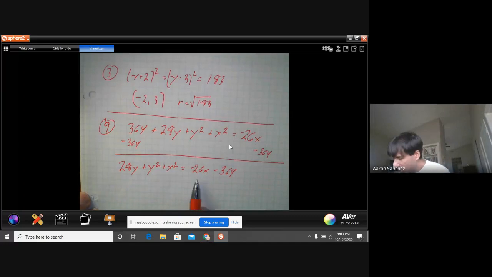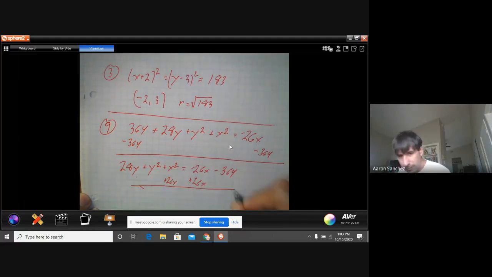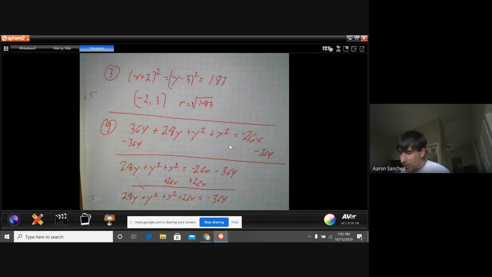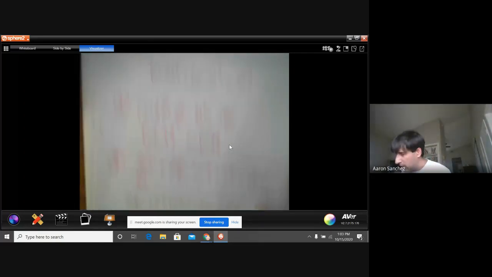Now let's bring this 26x over here where all the x's are. So let's add 26x. So this will be 28y plus y squared plus x squared plus 26x equals negative 364. So now I brought the 26x over here.